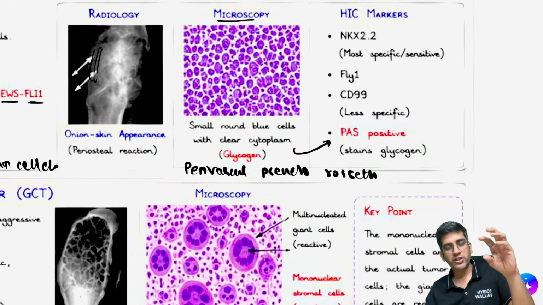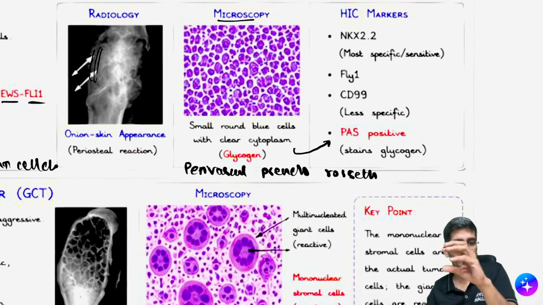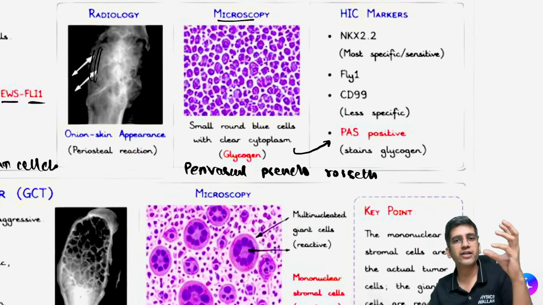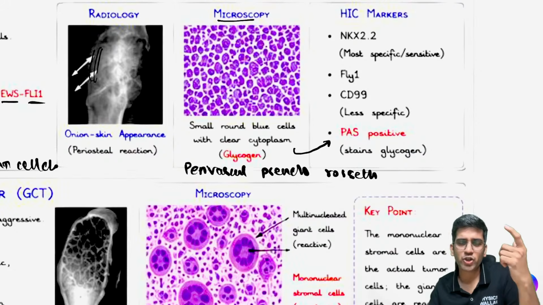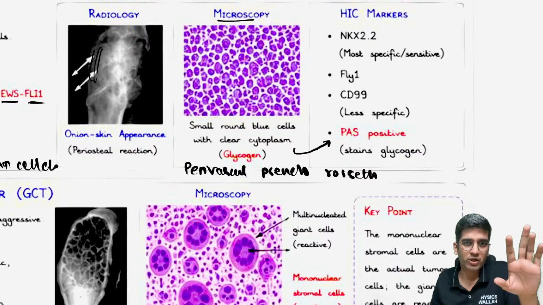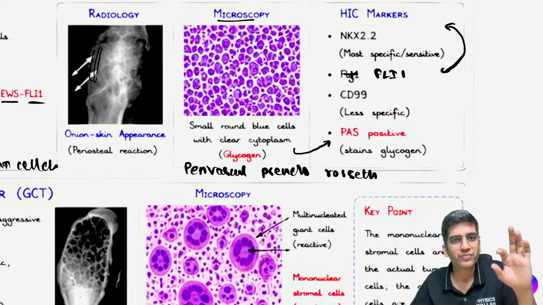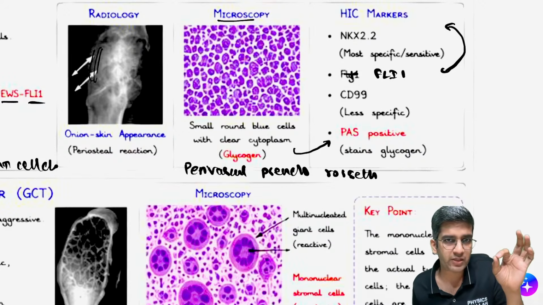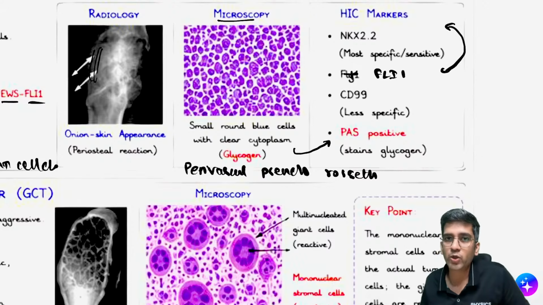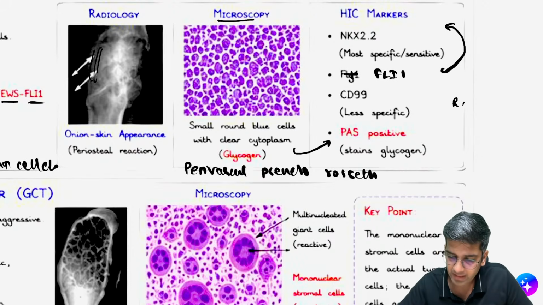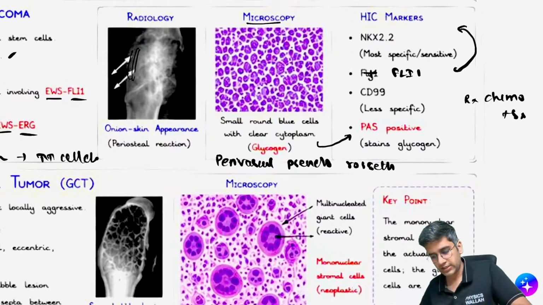So I know the etiology, a little bit of mutation, microscopy, pathogenesis, radiology, and the history is the same. First to second decade is the common age, and a bony swelling is how the patient is going to present. IHC markers are important. These two are very important. It's not FLY, it's FLI1. FLI1 and NKX2.2 are the latest and the best markers available. CD99 was used, I don't use it anymore, right? Treatment, again, chemo plus surgery is the treatment for Ewing sarcoma. Fine, okay, that's about Ewing's.